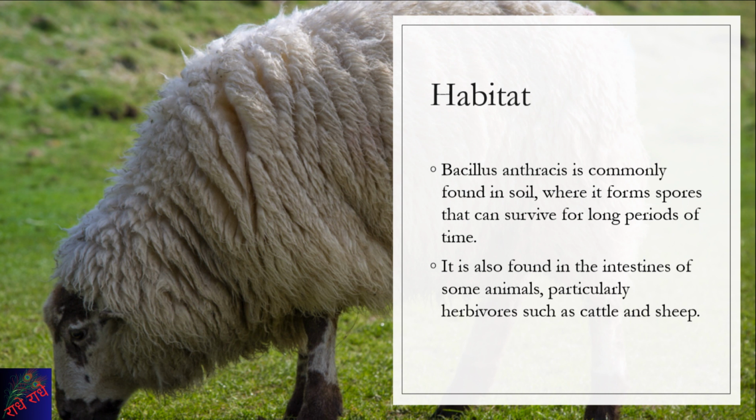Bacillus anthracis is known to exist in multiple habitats and forms, commonly found in soil where it forms spores that can remain viable for long periods of time and are especially resistant to extreme environmental conditions. Additionally, it is also found in the intestines of some animals, particularly herbivores such as cattle and sheep, which serve both as a source of infection as well as a potential reservoir.